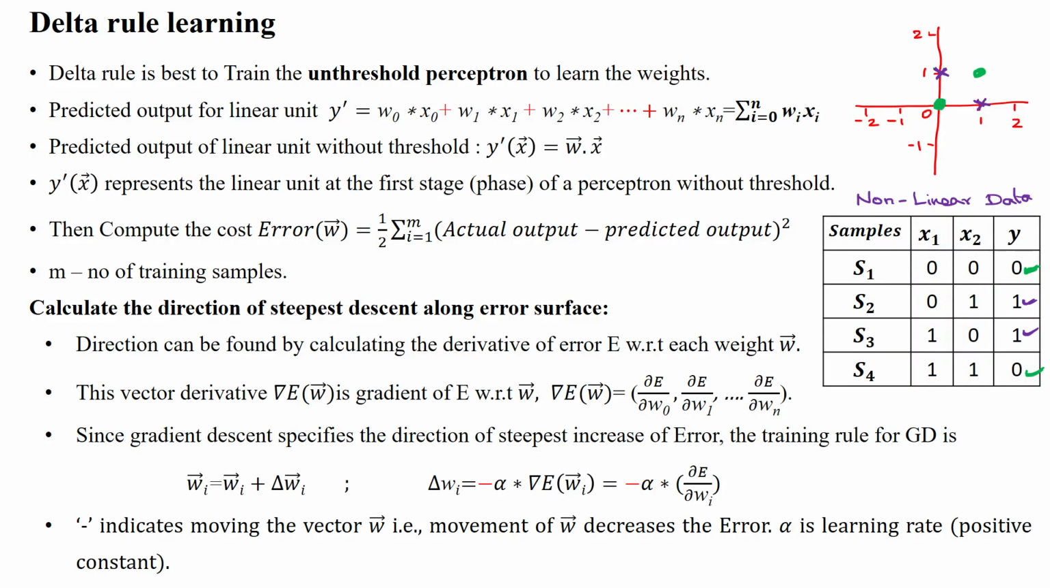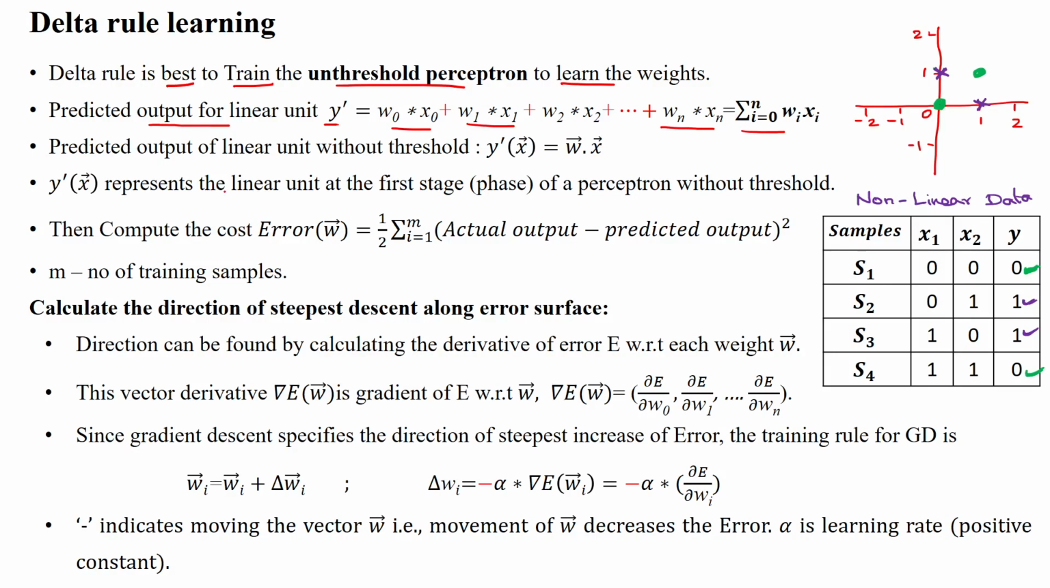Hi, the delta rule learning is the best algorithm to train the unthresholded perceptron to learn the weights, through which it can learn complex patterns. So here the predicted output for the linear unit can be calculated by using y' = w0x0 + w1x1 + ... + wnxn. It can be represented as the summation of i equal to 0 to n of wi xi.